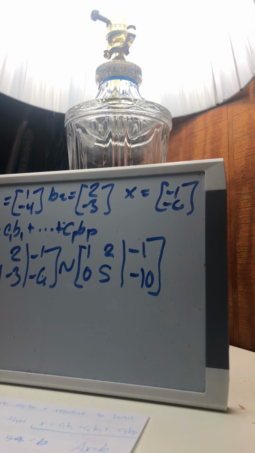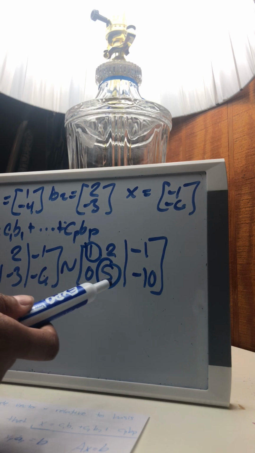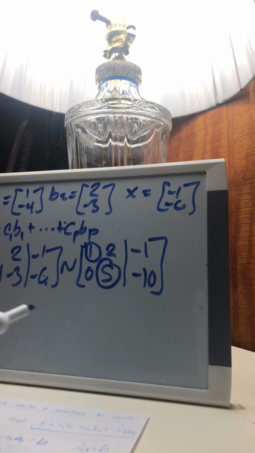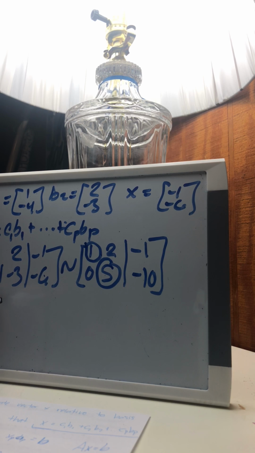Now we're aiming to have this be in reduced echelon form. So let's try to get these pivots to be 1s. So let's divide this by 5 and divide that by 5. And we're going to get a pivot of 1. So the first row is the same. Next row is going to be 1 and negative 2.